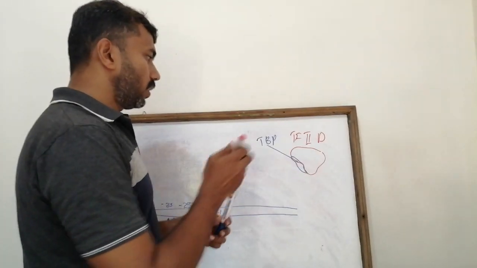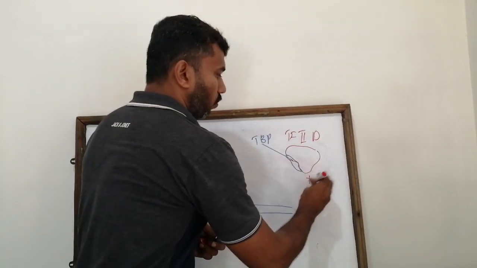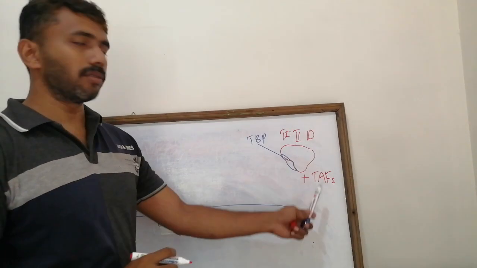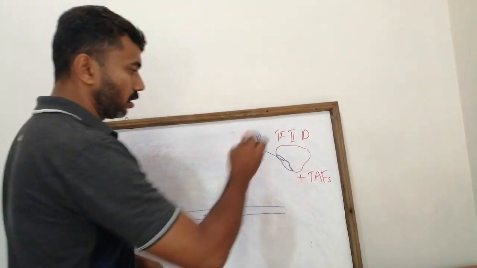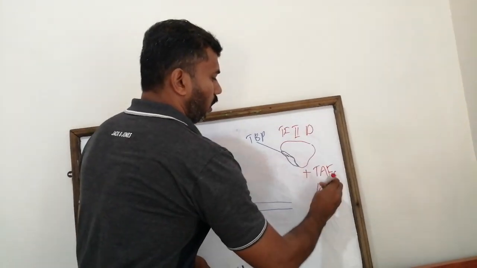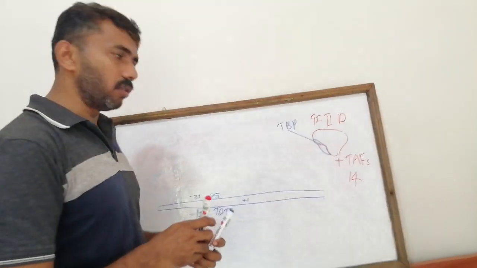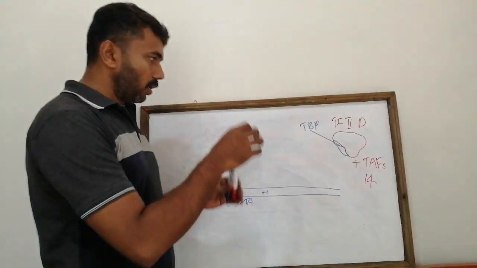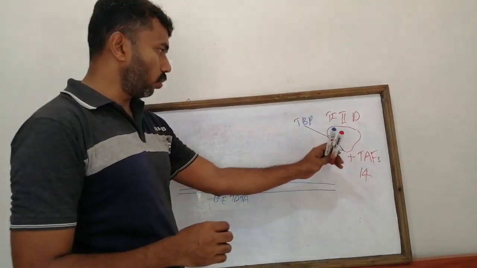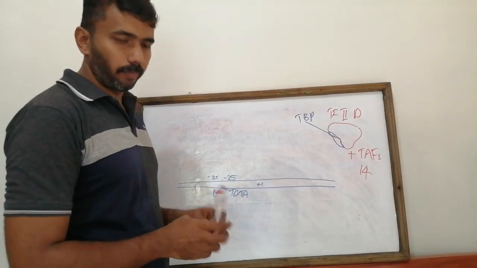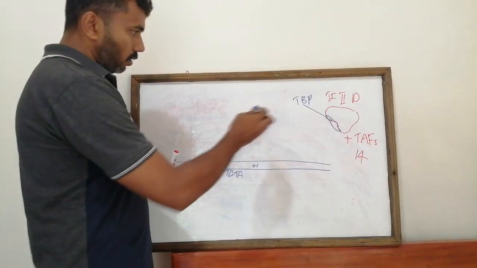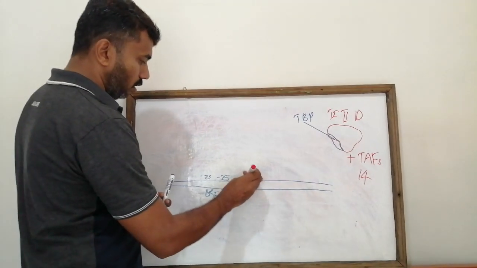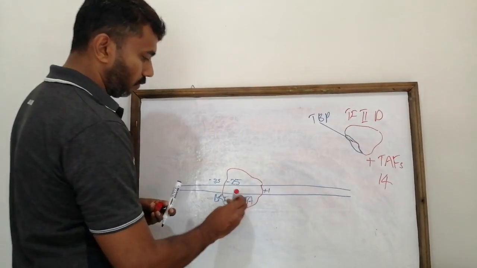Along with the TBP, this TFIID also consists of certain TAFs, that means the TBP association factors. There are around 14 different TAFs reported so far. The TBP is responsible for the specific interaction of the protein to the TATA box. So what actually happens is that this TFIID will come and interact with this TATA box.